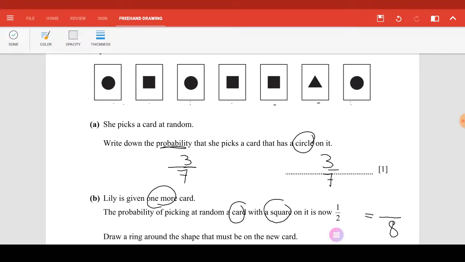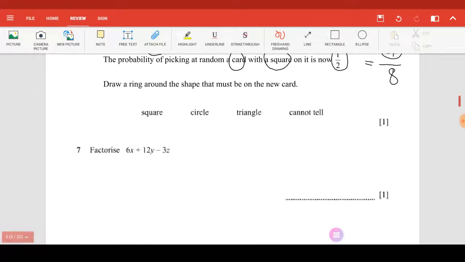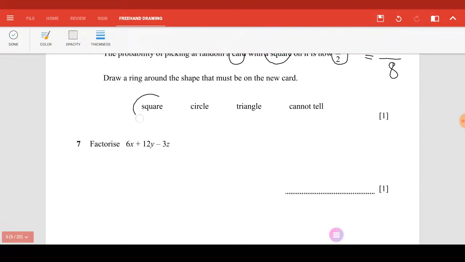And to get half, you need 4 in the numerator. So it means the new card, we have 3 squares only, so the new card will be a square, to make 4 squares over 8 possible outcomes, giving the half.